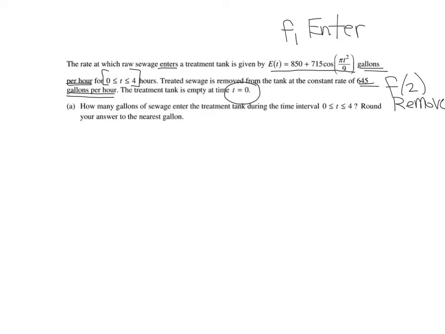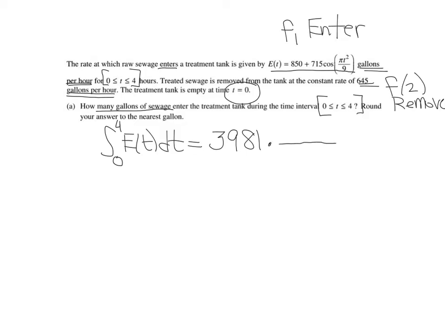So the first question is, how many gallons of sewage enter the tank between 0 to 4? Well, since I have the rate of change for entering the tank, we know that if we take the integral of a rate, we'll get the change in value. So we're going to take the integral of E of t dt, from 0 to 4. So the integral of a rate will be the change in value of gallons. And when you type that into your calculator, you should get 3,981 point something.